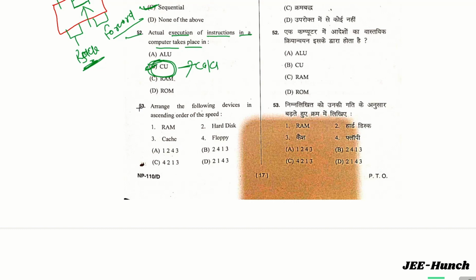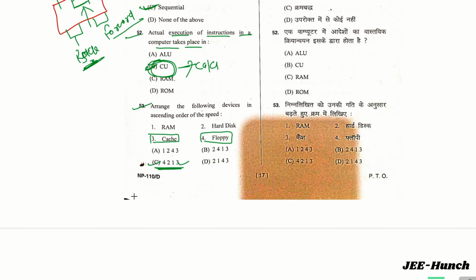Option B. 53. Arrange the following devices in the ascending order of speed. Ascending order of speed, बढ़ते क्रम में. So we have to take minimum, which is very slow. Very slow is floppy. Floppy disk drive is very slow, and very fast is cache memory. So check the option. Very fast is cache memory, very slow is floppy. Option number C is correct.